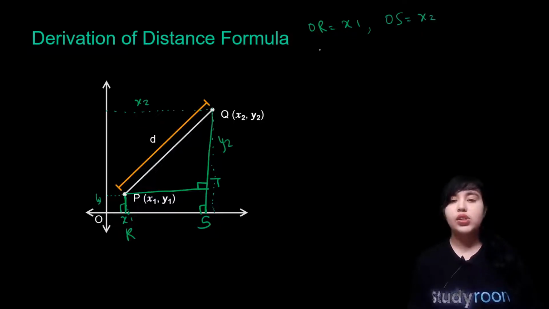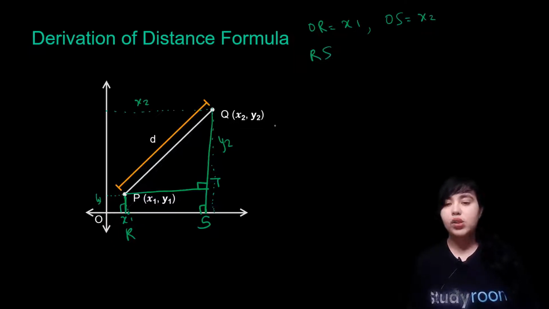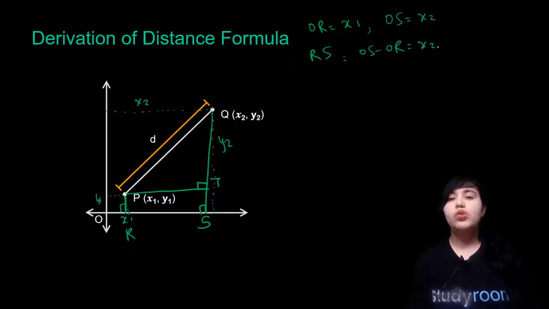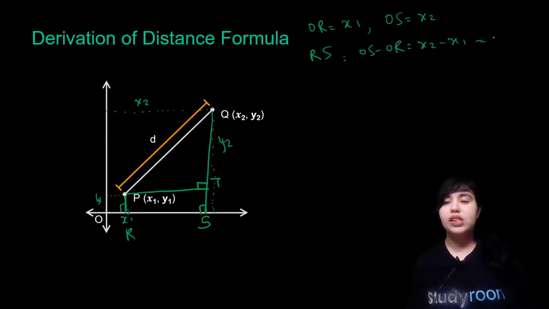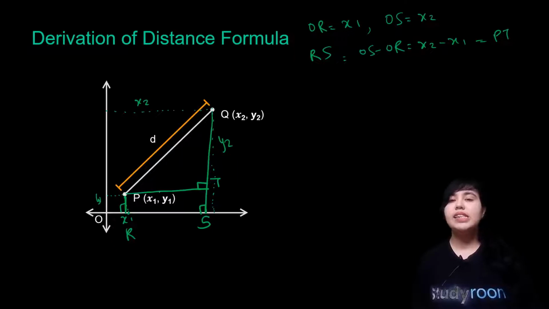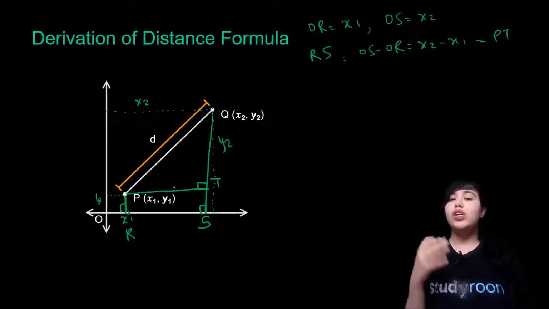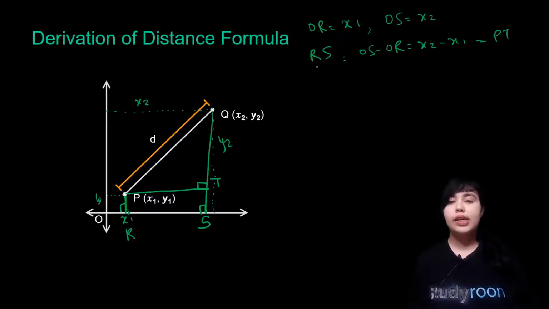So if I ask you to find out RS, what is this RS? RS will be OS minus OR. Your OS was x2, minus x1, which is OR over here. Now this RS is the same as your PT, because you're having sides of a rectangle. Here PRST is actually forming a rectangle, and we know that opposite sides of a rectangle are equal in length. This was for the x coordinates.